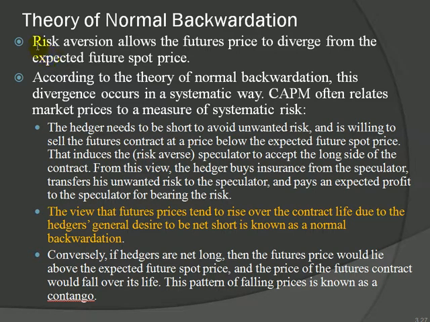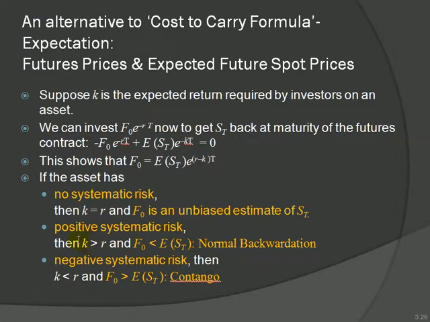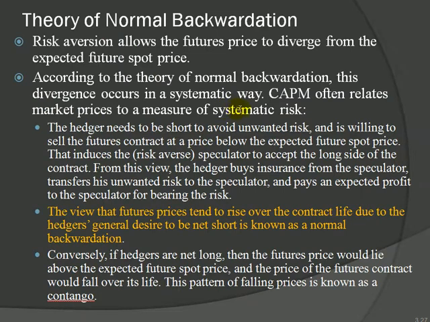Here, risk aversion plays a role. In a normal case, this risk aversion is related to K. According to CAPM, K is going to be determined in the following way. K is going to be risk-free rate R plus some risk premium. Okay, so in normal case, K has to be greater than R. That's the normal backwardation. But if I elaborate it, that's the case where hedgers need to be short to avoid unwanted risk and are willing to sell futures contract at a price below expected future spot price. Now that's going to induce risk-averse speculators to accept the long side of the contract.